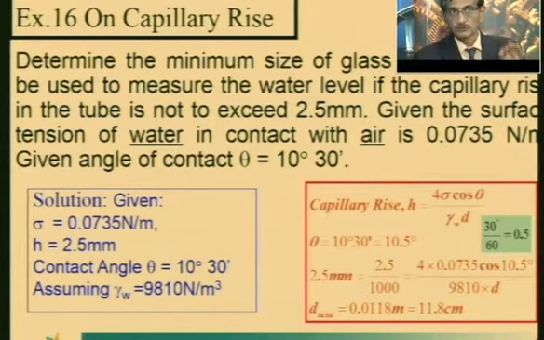Is it okay? So, this question was a straightforward question based on the formula which I am showing with the cursor. h is equal to 4 sigma cos theta over gamma_W into D. In this case h is given, surface tension is given, angle of contact is given, specific weight is known, we need to know only the diameter. Is it okay? Let us see the next problem.